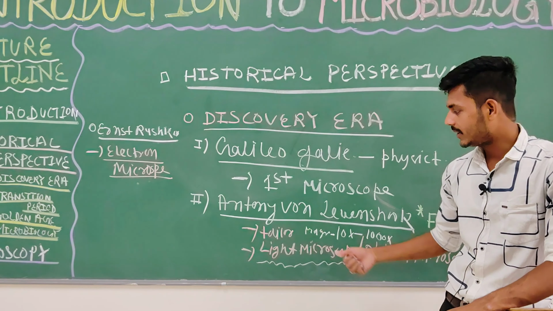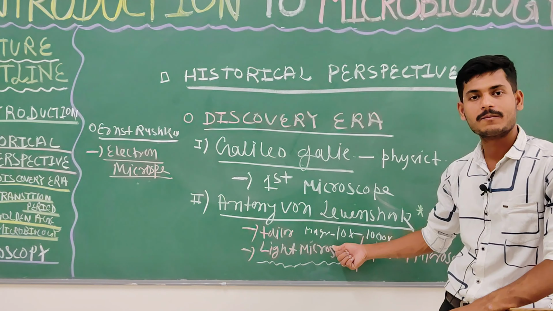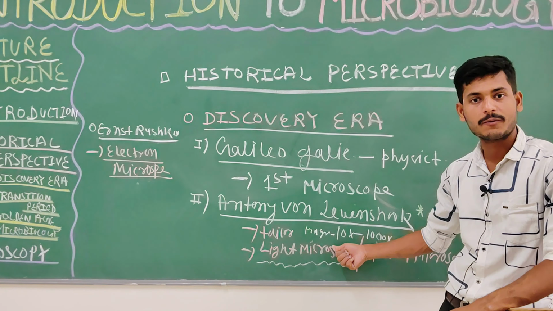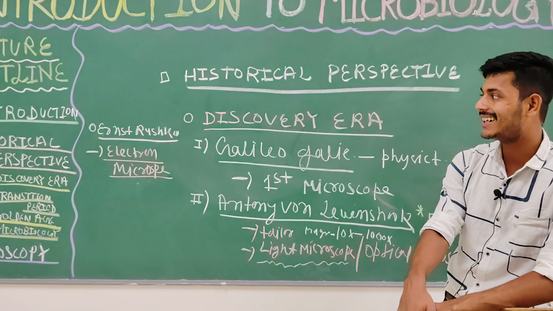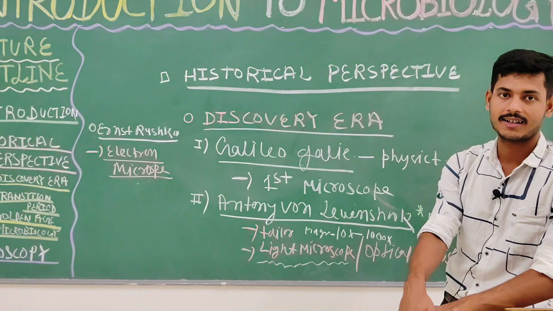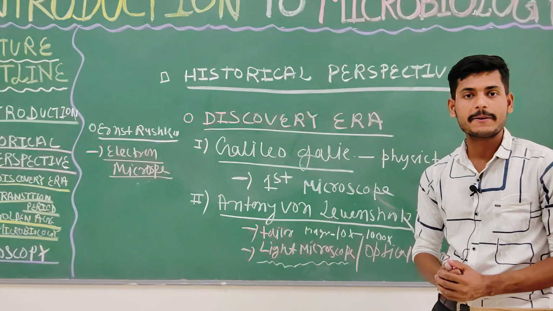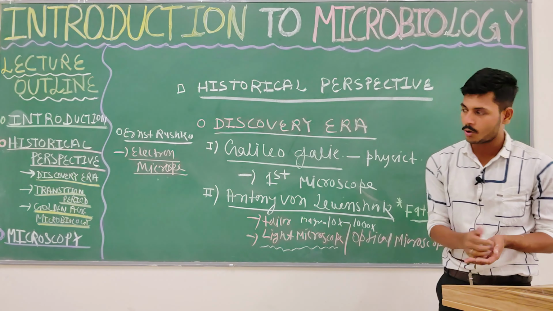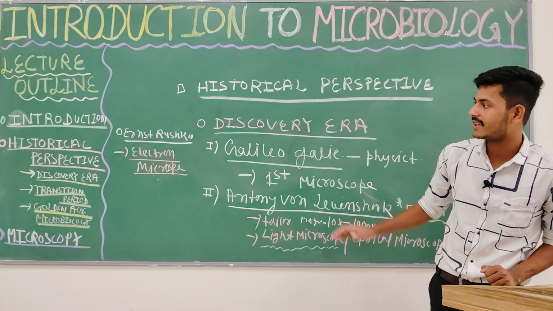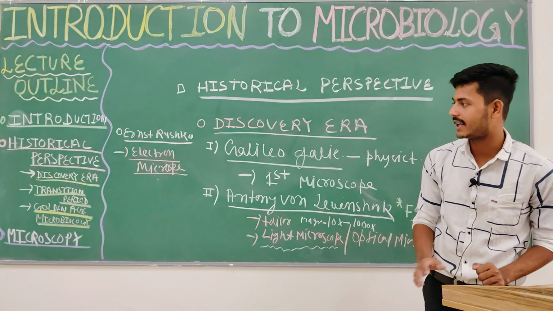But this microscope fails when it comes to studying the internal structure of the cell. For that there was another scientist, Ernst Ruska, who discovered the electron microscope. The electron microscope is better than the light microscope because it uses an electron beam and generates a three-dimensional view of the object. Fine, no problem. Now, once we have understood the discovery era, let's switch and study the transition period.